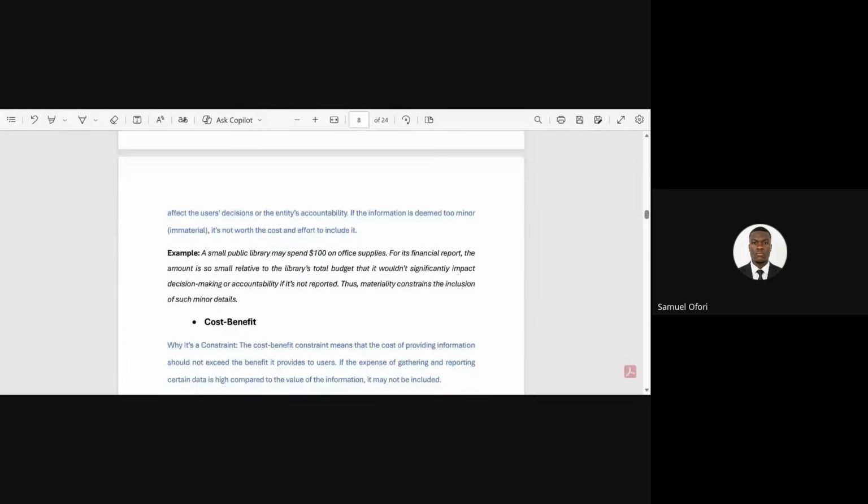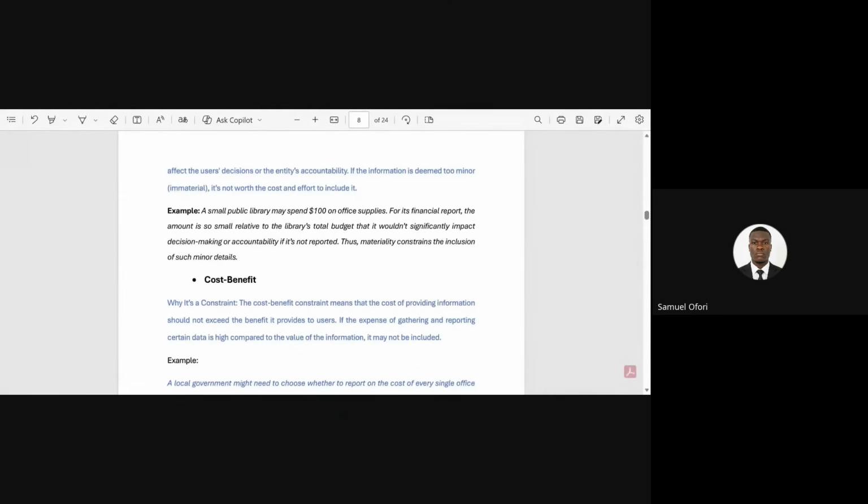All right, so let's move on to the cost benefit. Whenever you are doing something as a finance person or as an accountant or as anyone, you have to always compare your cost and benefit. If whatever you are doing, the cost will be more than the benefit, please reconsider. So that's what this constraint talks about.